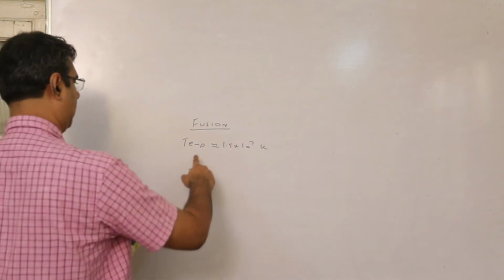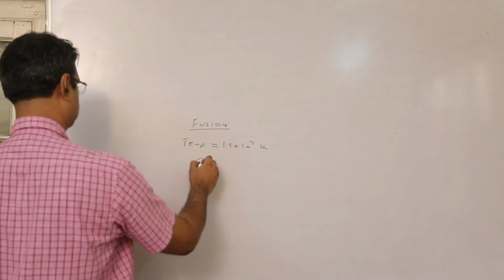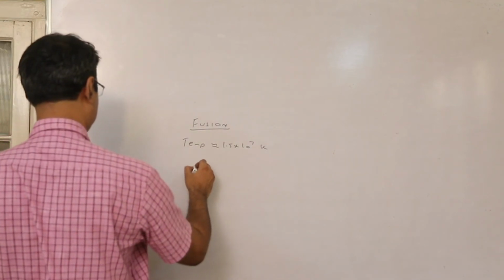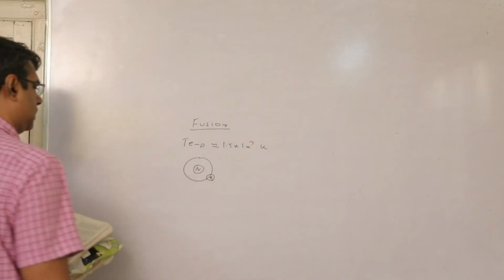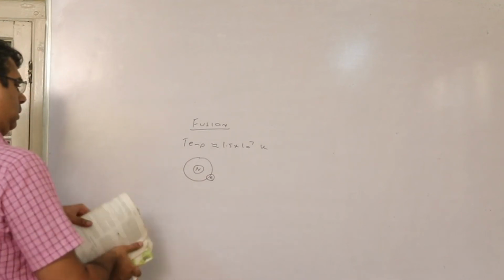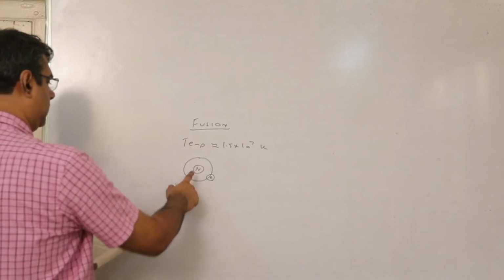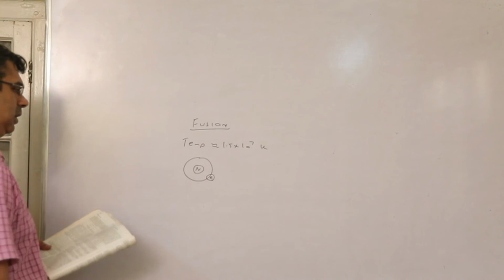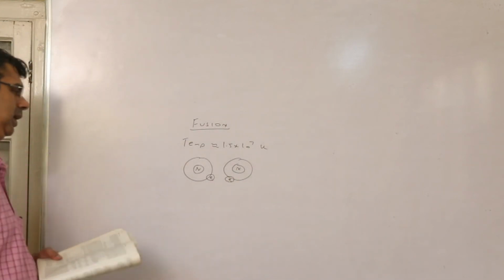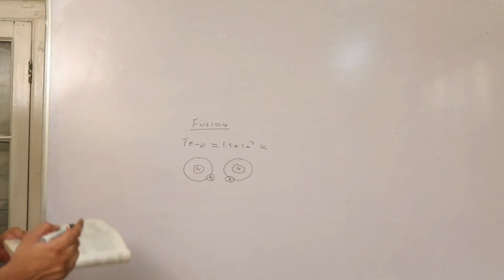Now what happens is that at this high temperature, the atoms are completely stripped of their electrons. For example, if you are considering a hydrogen atom, it is completely stripped of its electron due to the high temperature. Now, once the atom is stripped of its electron, the nucleus is able to approach a similar nucleus of another atom. For example, let's say this is another hydrogen. So they have lost their electron due to the high temperature, and now the two nuclei are able to come to close proximity and fuse with each other.